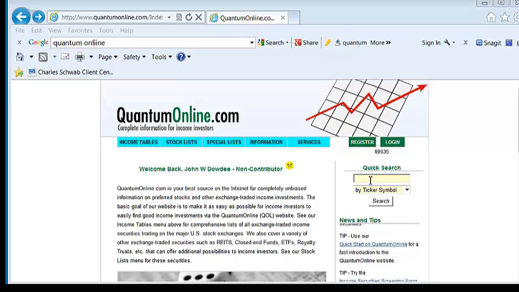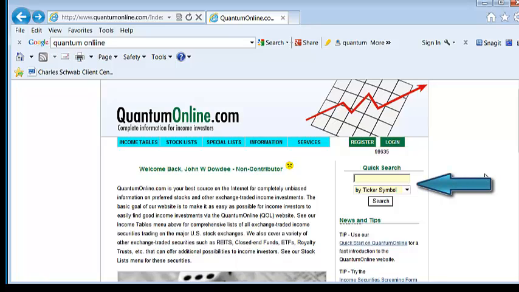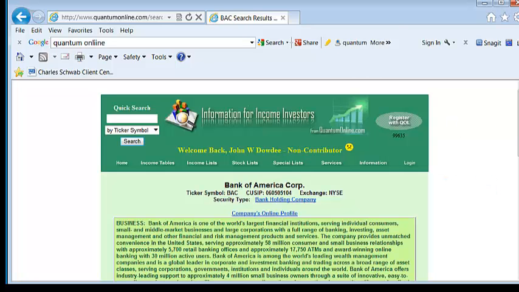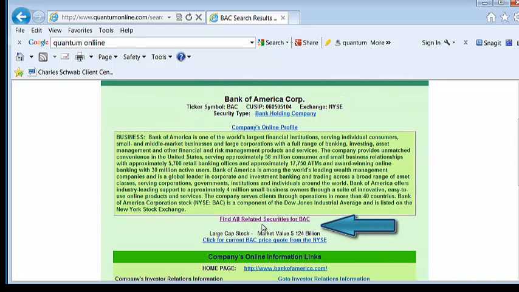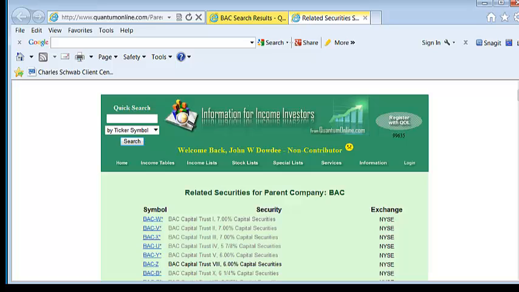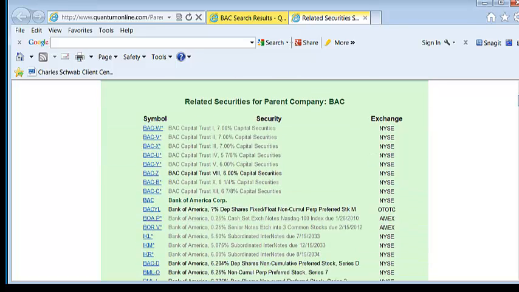In order to find data on preferred stock, you first enter the name of the common stock. Let's say that we wanted to find data on Bank of America. So we enter BAC, and that will take us to a page about the Bank of America Corporation. Below this information box is the link that says Find All Related Securities for BAC. Click on that link, and that will take you to a page that gives you all the preferred stock that was ever issued by Bank of America.